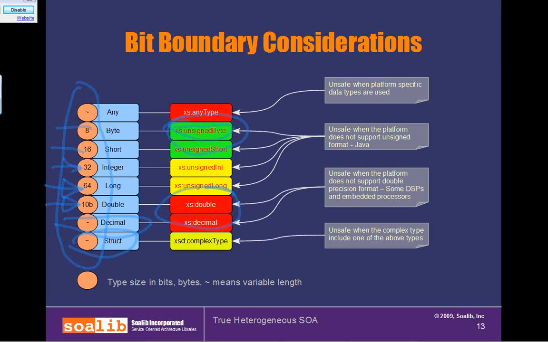If the complex type happens to use one of these other types, then this complex type can be unsafe, especially when they use these yellow ones and the red ones. Note that the integer and long types are marked yellow because integer is 32-bit and long is 64-bit. And most of the time in a small processor, some of the processors used even by mobile phones do not have 64-bit computation. 64-bit is something that is usually on a high-end processor.